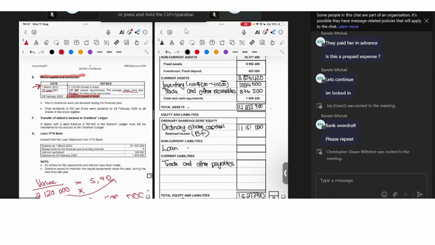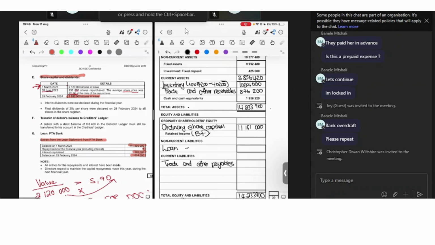Then let's continue. What's the next part? Our non-current liabilities. Since the retained income is a balancing figure, we need to fill this up before we come back to it. So that's why we're going to the next part. Now they've given us information on the loan. They said that this is the extract from the loan statement from PTA Bank. This is our balance at the beginning of the year, 1.4 million. Then we had repayments that included interest. Then this was the interest that was capitalized. And then the balance was 1,004,000 at the end of the year.